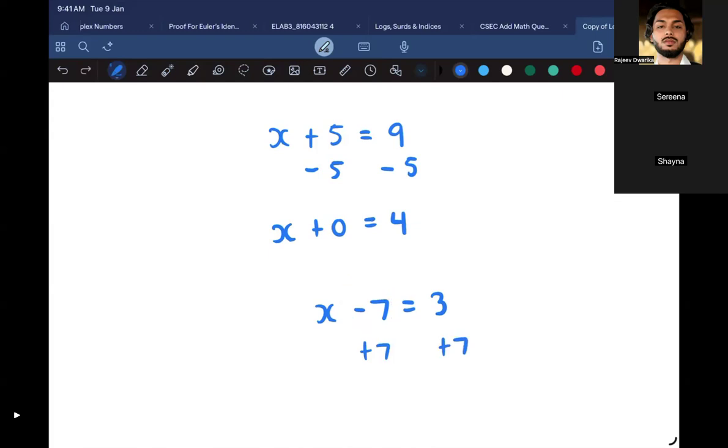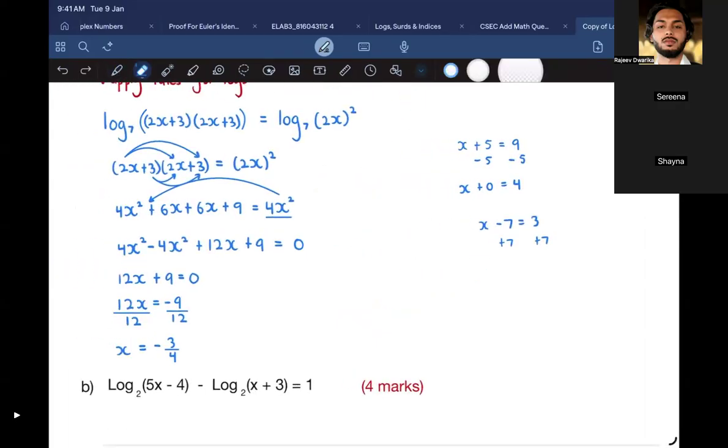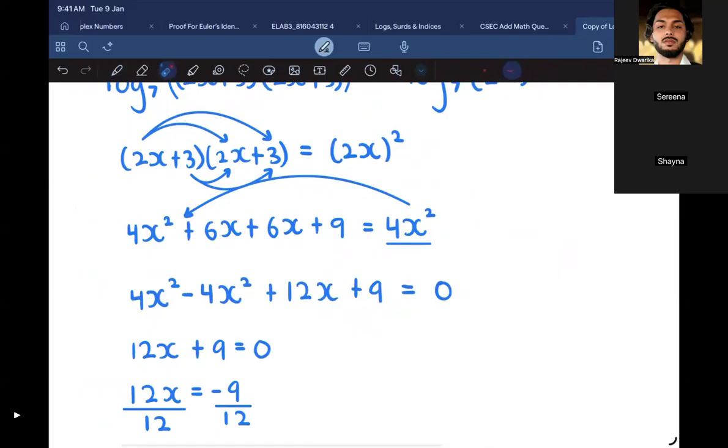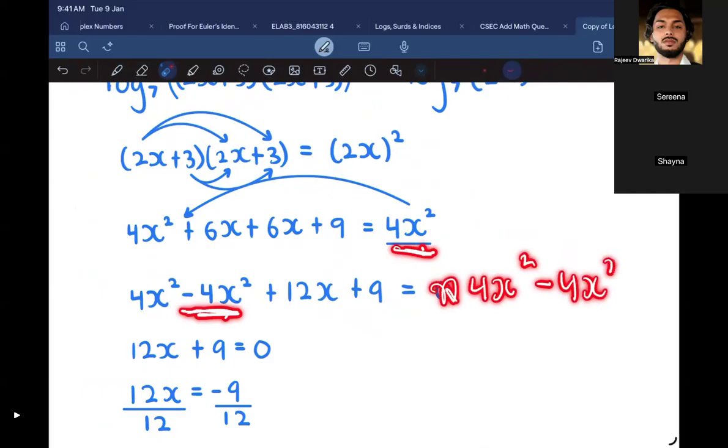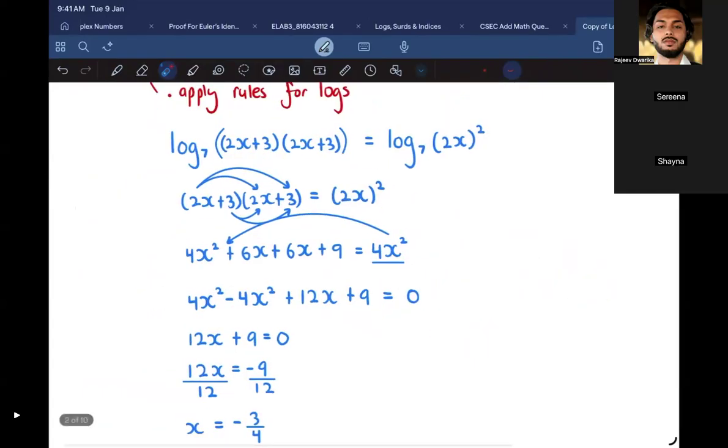So do you understand now why it would be 0? Because when you, quote unquote, move it across, you're actually taking away 4x squared on both sides. So I choose to put the negative 4x squared over here. But if I were to write out the full thing, it would really be 4x squared minus 4x squared, and the next line would be equal to 0. Okay, I understand. Great.